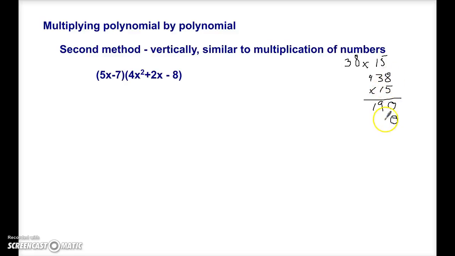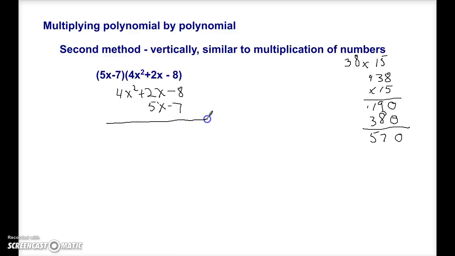And then 1 times 8 is 8. 1 times 3 is 3. And then, of course, I add these up and get my final answer. Okay, so we use the same basic setup here. We take the longer polynomial and put that on top. So 4x squared plus 2x minus 8. And then 5x minus 7 I write underneath.